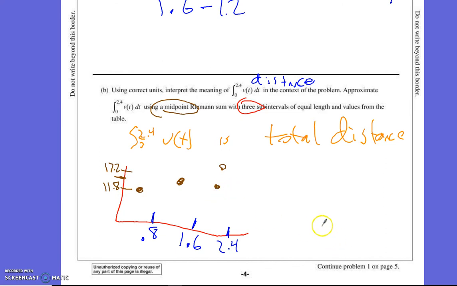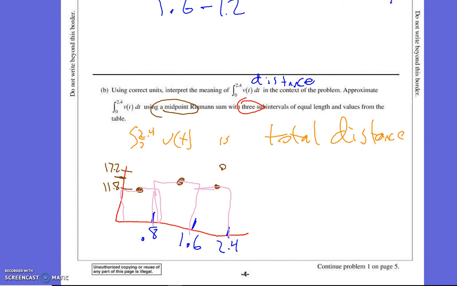We'll say that's 16.8. Okay, so now you just draw bars, and then think of the area of those bars. So my first bar is 0.8 in width and 11.8 in height. My second bar is 0.8 in width also, but 17.2 in height, and I did a terrible job with these pictures. And then my last one is 0.8 in width also, but 16.8 in height.